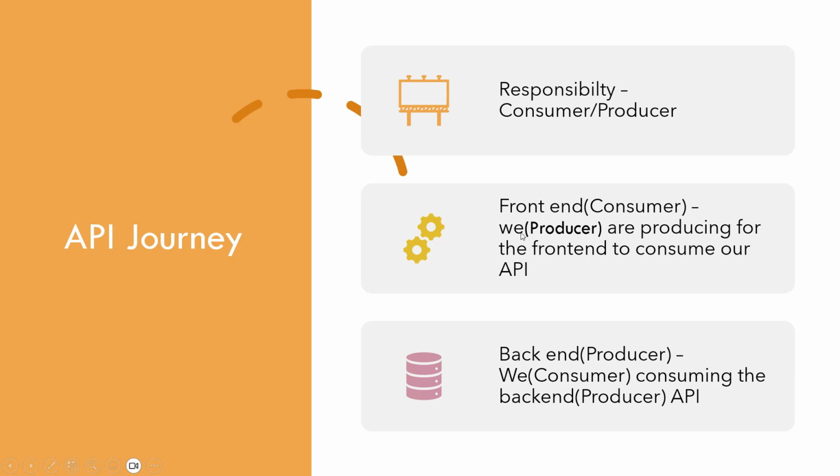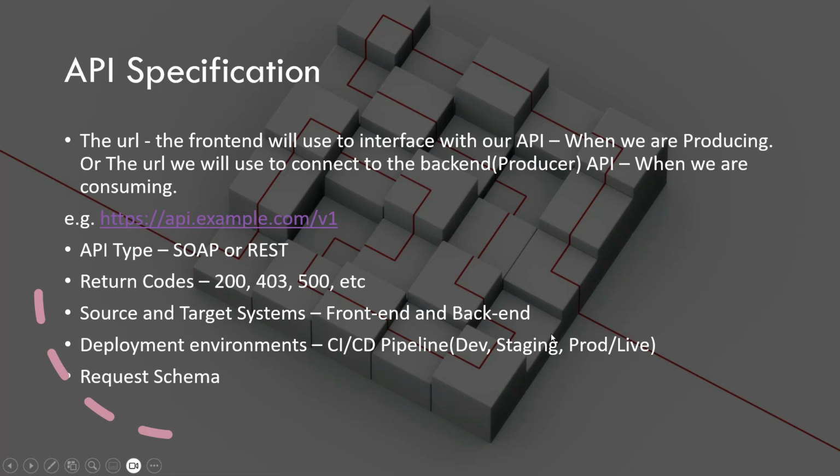or the consumer. If you're working on the back end, that means you are the producer. You are producing for the front end to consume your API. Okay. It should be we, the producer, are producing for the front end to consume our API, right? So if you're the one producing, the front end is consuming your API. But if you are the consumer, that means the back end will be the one that will produce for you to consume its API. Okay. I hope this is clear. Let's go to the next slide.